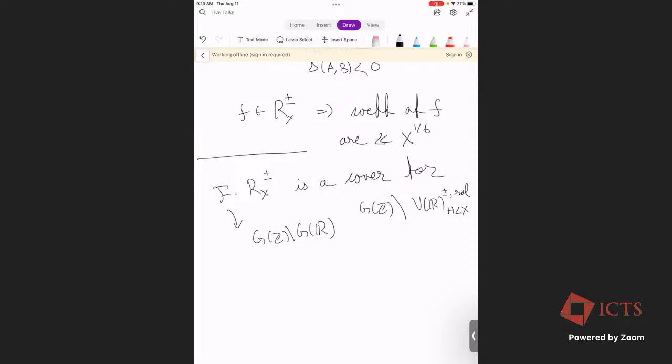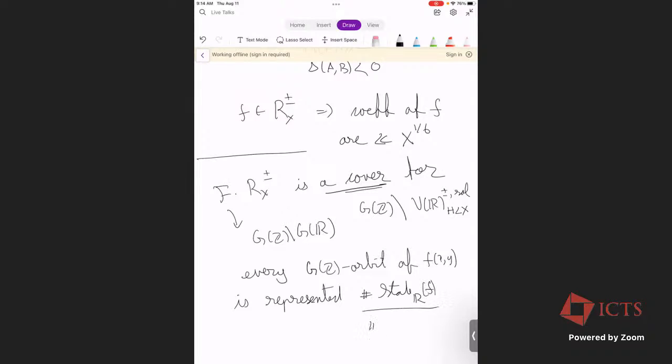Now, it's a cover. Moreover, every element, or rather every GZ orbit of some binary quartic is going to be represented. We can say more than it's just a cover. We can say what the size of the cover is. So each orbit is going to be represented as often as the size of the stabilizer in GR of F divided by the size of the stabilizer in GZ.